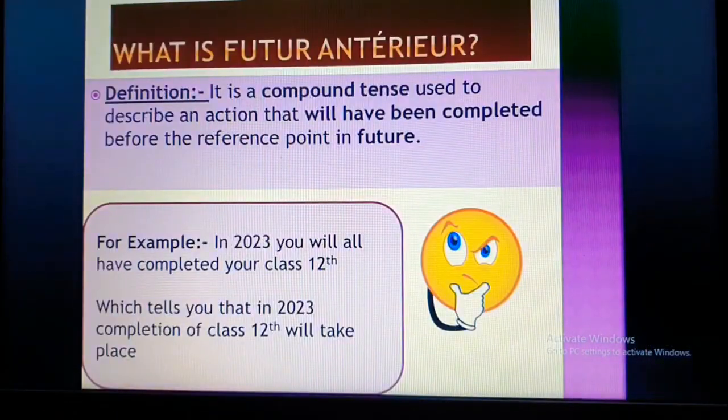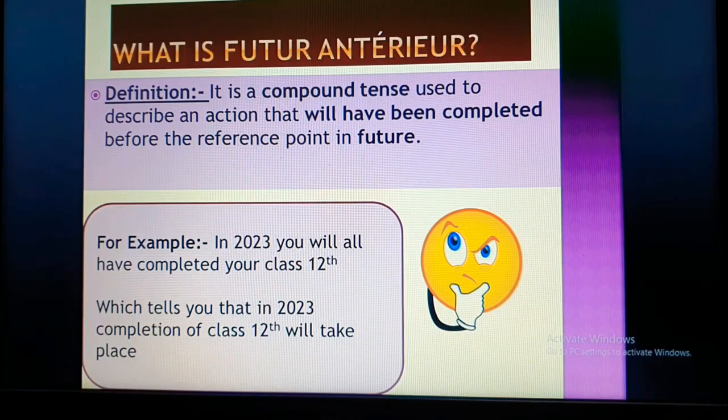Okay, so now again we'll discuss about future anterior. So what is future anterior? The definition says it's a compound tense, that means it is being made out of two tenses, that is the future tense as well as the past tense, and it is used to describe an action that will have been completed before the reference point in the future. Now for example, in 2023 you will all have completed your class 12th, which tells you that in 2023 completion of class 12th will take place.